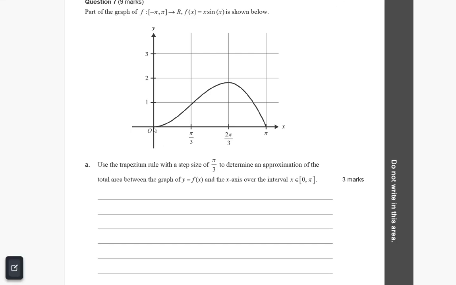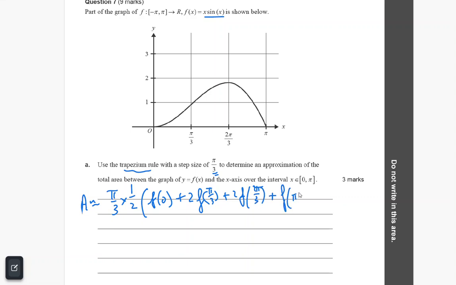Question number 7. We have a graph here, 0 to pi of x sine of x. Beautiful. The trapezoidal method, step size of pi on 3, so that'll give me 1, 2, 3 of them. Okay, so the area is going to roughly equal the width pi on 3 times a half, and it will be of f of 0 plus 2 lots of f of pi on 3 plus 2 lots of f of 2 pi on 3 plus 1 lot of f of pi.